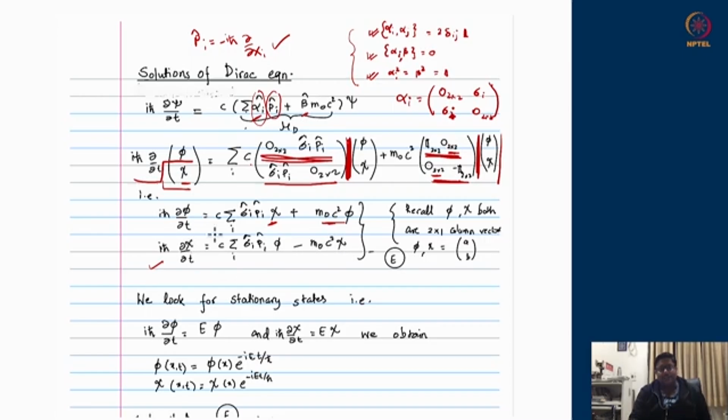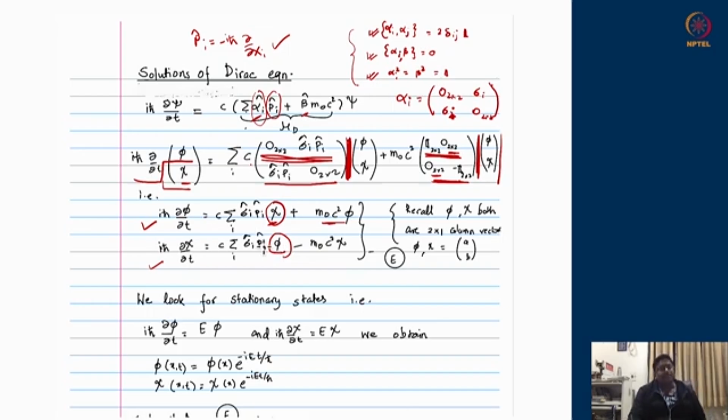So you see, if I split the 4 cross 1 dimensional column vector ψ, it gives differential equations of two coupled doublets. φ and χ are written in differential equations which are coupled differential equations. The differential equation of φ is not completely written in terms of φ alone. It depends on χ. Similarly, the differential equation of χ does not only depend on χ alone, it also depends on φ. So therefore they are coupled equations.